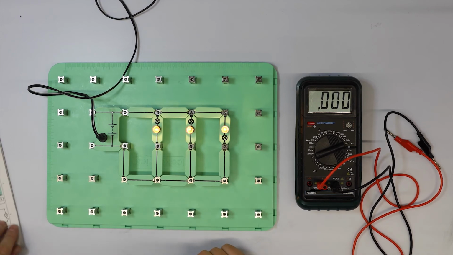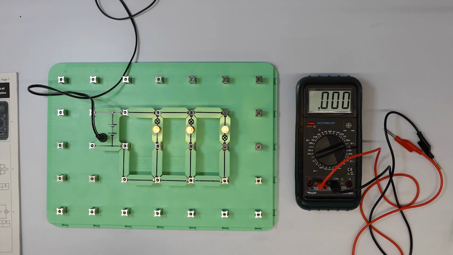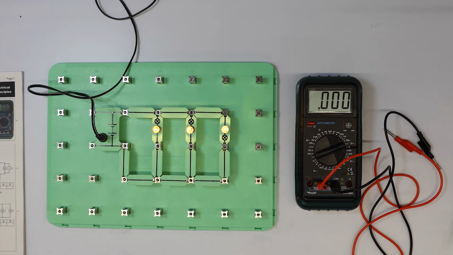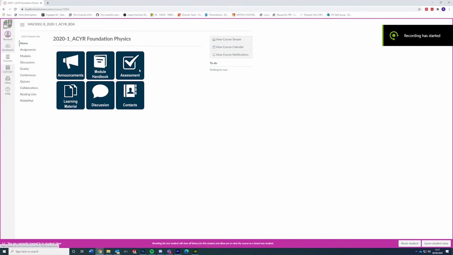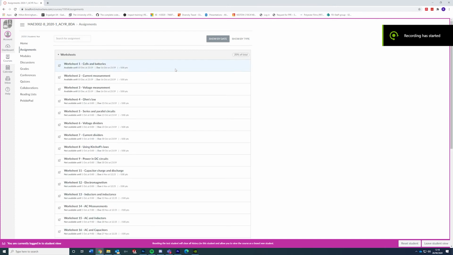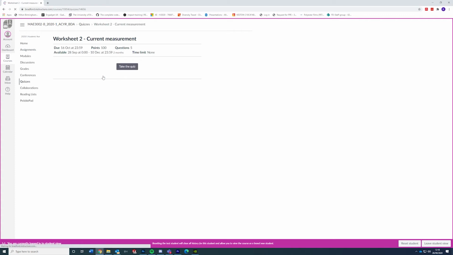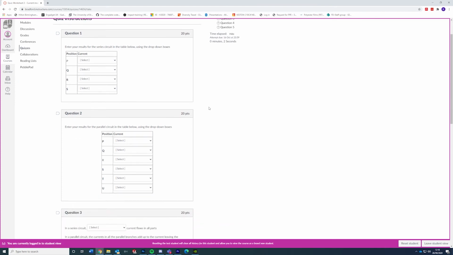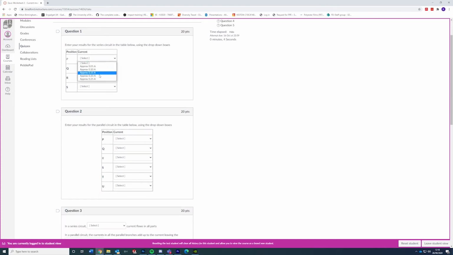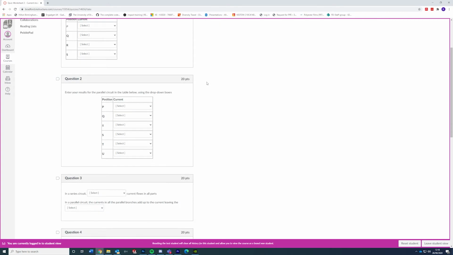Okay, so now the next part of this worksheet is just to do some calculations yourself. So basically, you need to go and look at the worksheet quiz that's related to this work and complete that. Work through those examples. Use what we've learned here by doing the practical work in order to be able to understand what happens in these circuits. Okay, and now we move to worksheet 3.